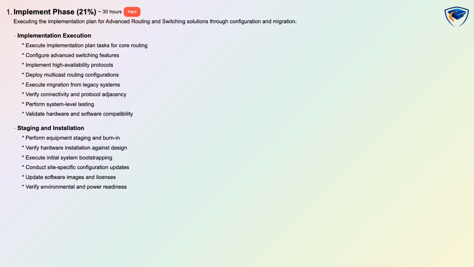Implement phase carries 21% of the exam and is rated hard with about 30 hours of study and hands-on plus conceptual assessments. You will learn to execute implementation plan tasks for core routing and to configure advanced switching features, implement high availability protocols and deploy multicast routing.